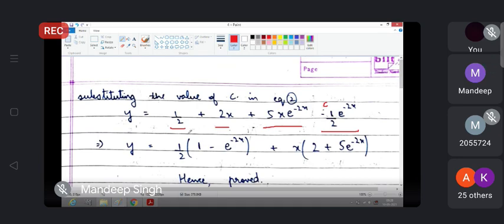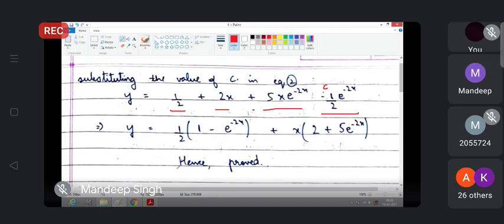Combining the first and the last term and middle terms, we get 1 over 2 into 1 minus e raised to the power minus 2x plus x into 2 plus 5 into e raised to the power minus 2x, which is the required answer, hence proved.